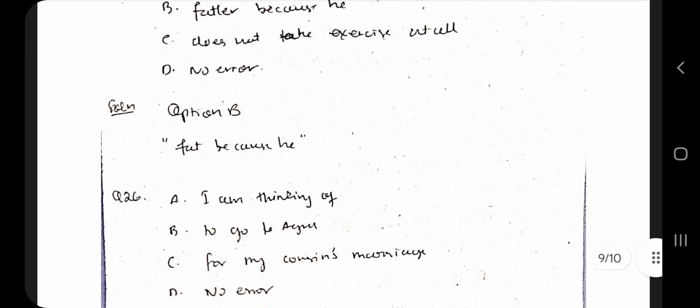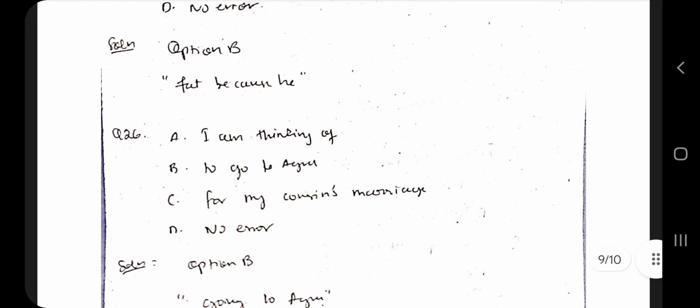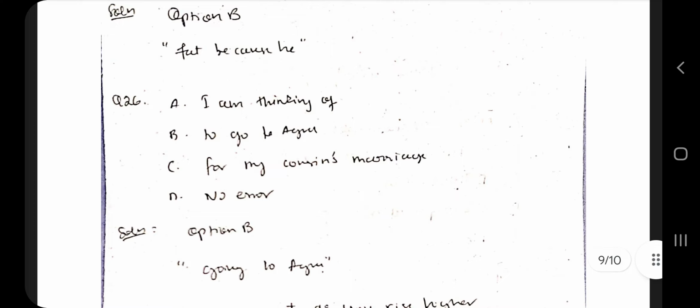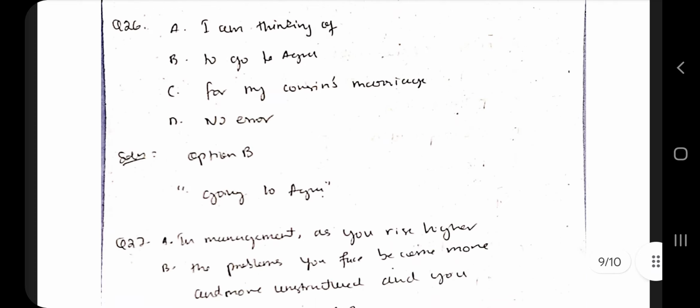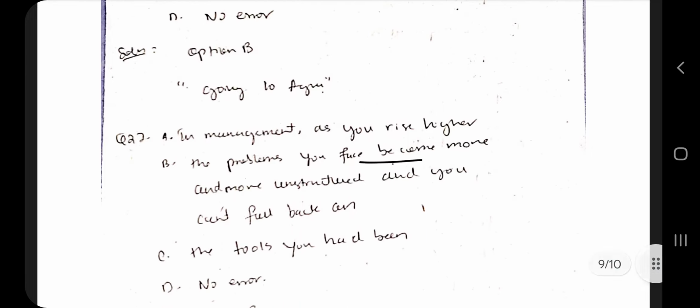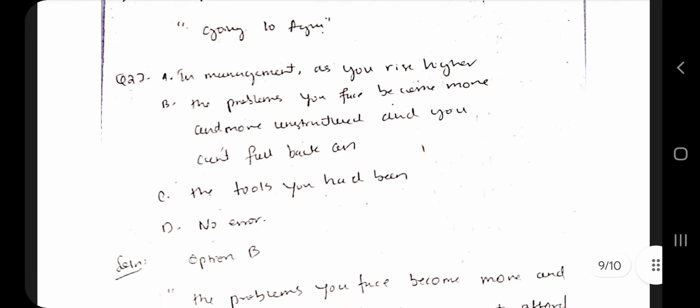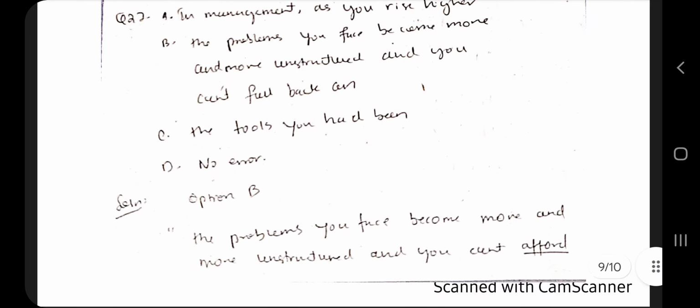Okay. I'm thinking of going to Agra for my cousin's marriage. "Going to Agra." I'm thinking of to go to Agra. Okay, here's a clear error. Going to Agra. In management, as you rise higher, the problems you face will become more and more unstructured and you can't fall back on the tools you had been. Okay, so here I think the error is in option B, because you can't afford to fall. Instead of "can't fall", "you can't afford to fall".